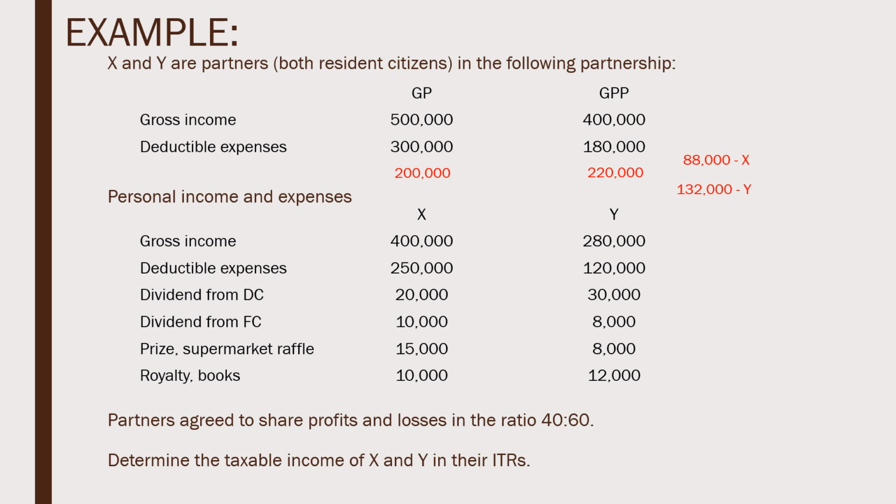The next step is to classify the personal incomes of each partner. Dividends from these are of course subject to 10% final tax. The prize of X will be subjected to 20% final tax. However, that's not the case for Y because it did not exceed the 10,000 threshold. So the 8,000 will form part of the regular income. And of course, royalty from books is subject to final tax of 10%.